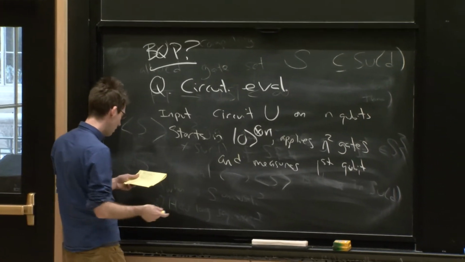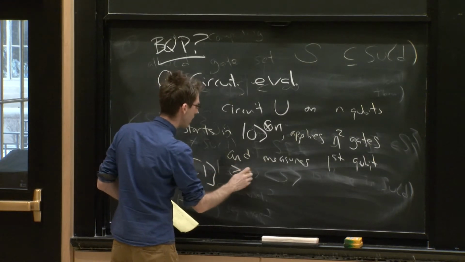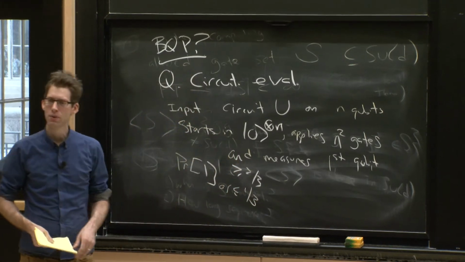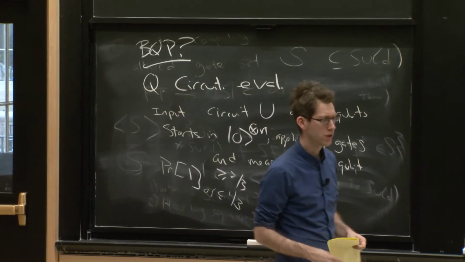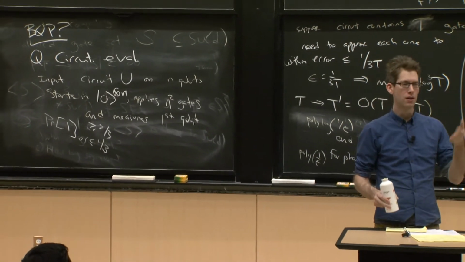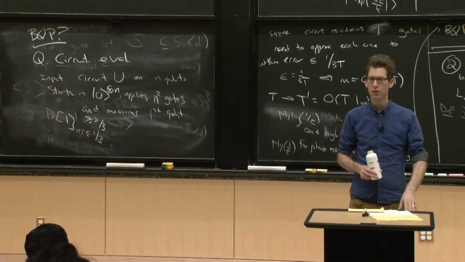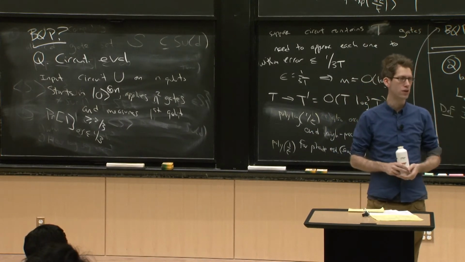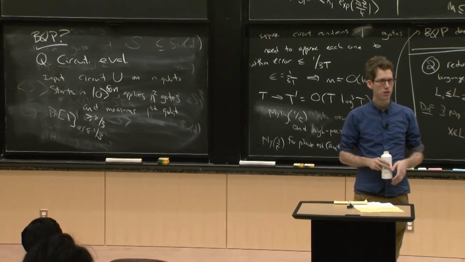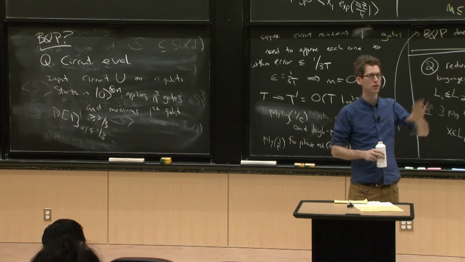And we're promised that the probability of getting output 1 is either greater than 2/3 or less than 1/3. And we want to determine which is the case. Because remember, for BQP, these are only problems where we get the answer right with probability at least 2/3. So if the answer is 1, we get 1 with probability at least 2/3. If the true answer was 0, we should get the output 1 with probability less than 1/3. So we should never see things that are kind of in the middle. We should only see things that are more than 2/3 or less than 1/3.